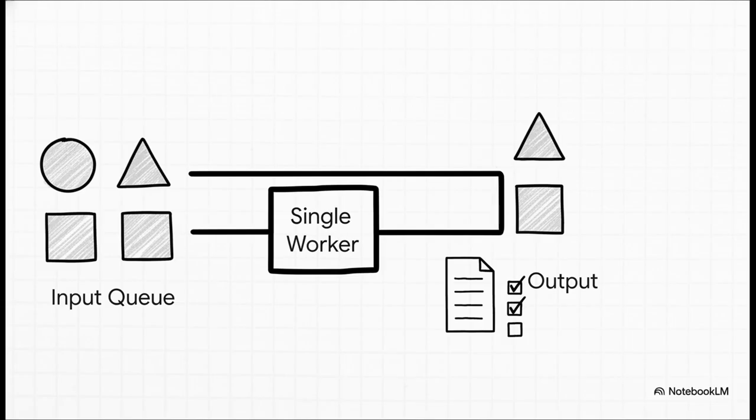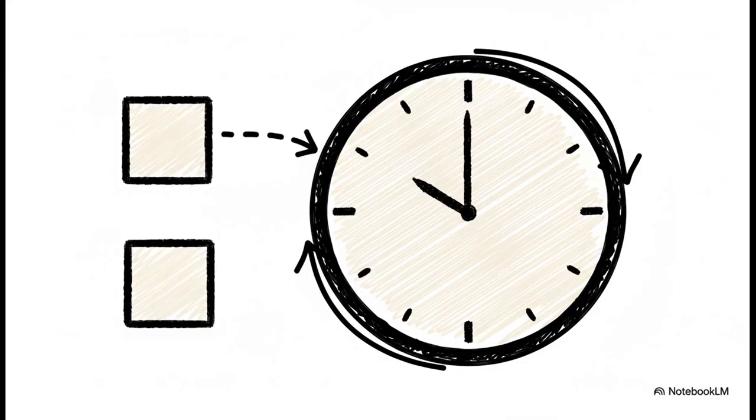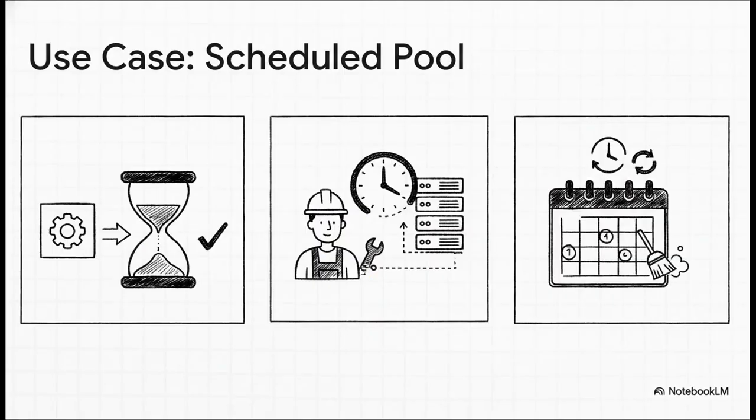Things like writing to a log file or maybe processing events in a specific sequence where order matters. And last but not least, we have the scheduled thread pool. This one is all about time. It's designed for tasks that you need to run at some point in the future. This is your go-to for any kind of background scheduling you can think of.